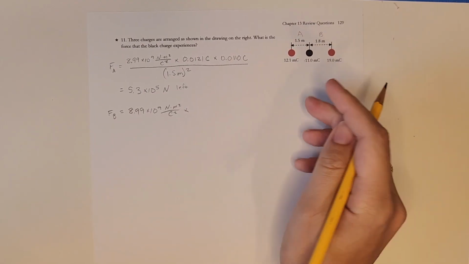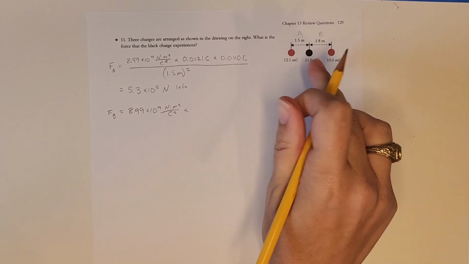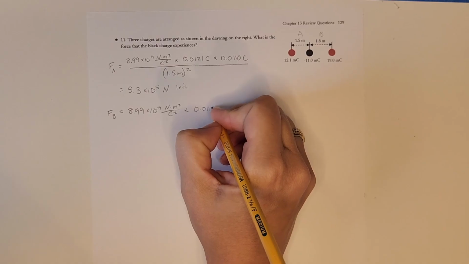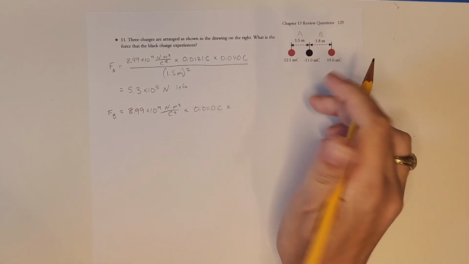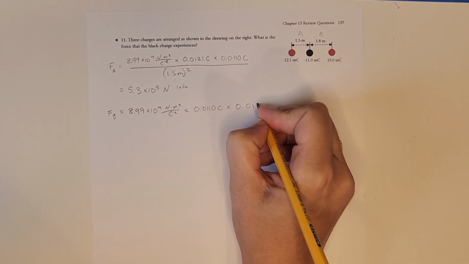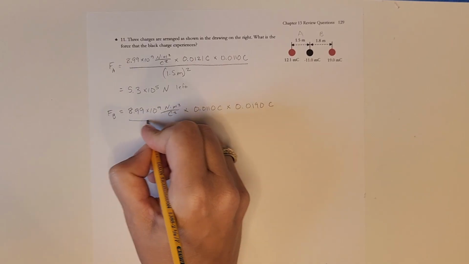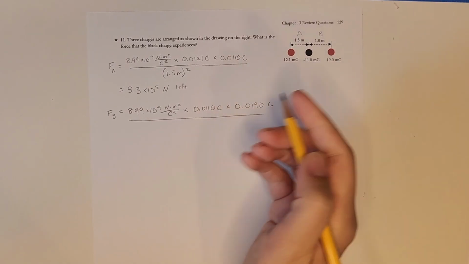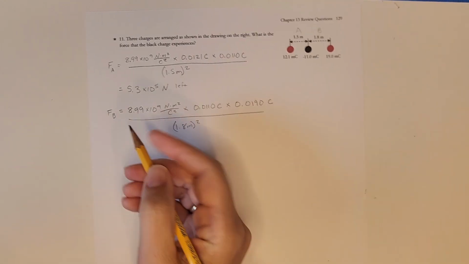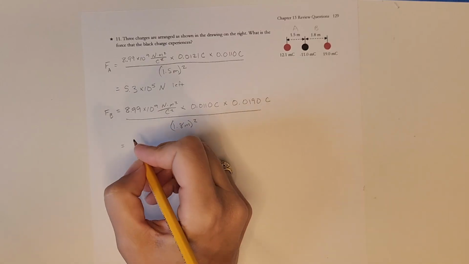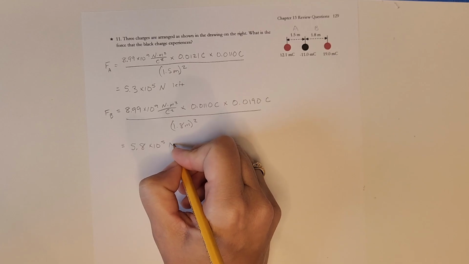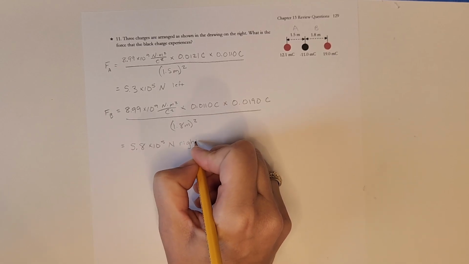Our first charge is, we can go ahead and put our black charge, times 0.0110 coulombs times our red charge, converting to coulombs, 0.190 coulombs. And in this case, our radius is 1.8 meters squared. So for this one, we get 5.8 times 10 to the 5th newtons, and this is right.